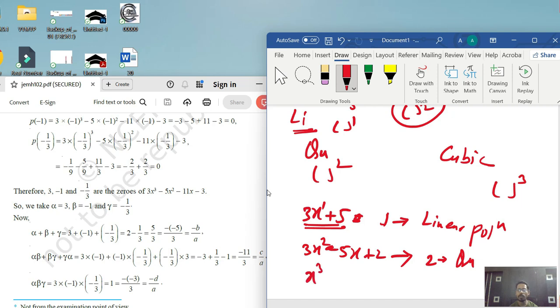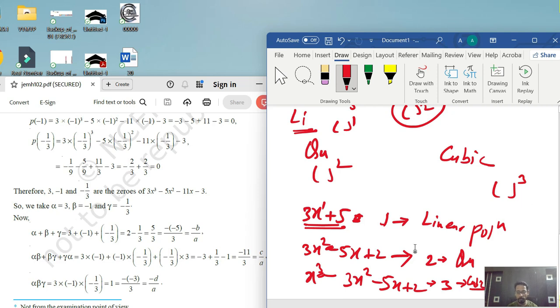If the highest power of x will be 3, so power 3 is highest here. So if the highest power is 3, that will be called cubic polynomial. Got it? Okay.